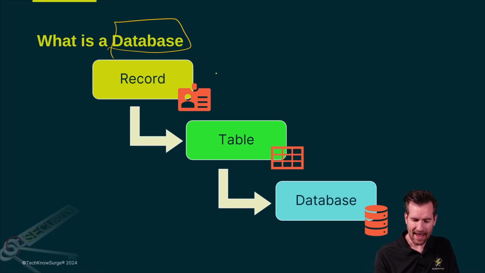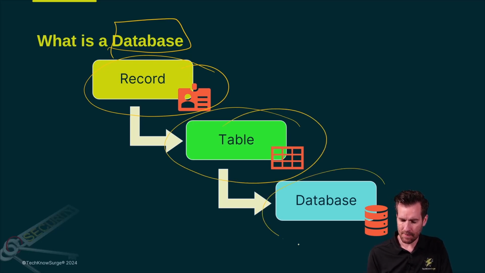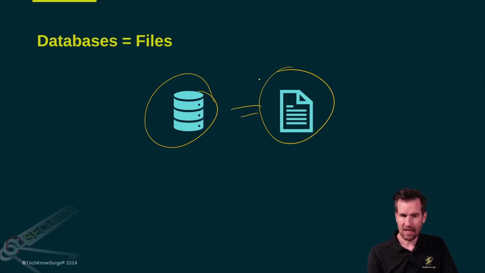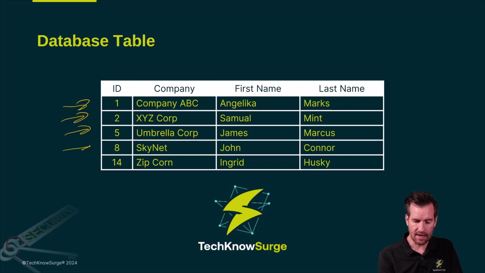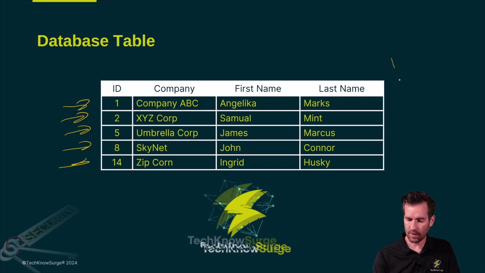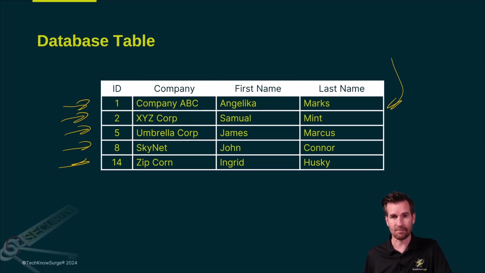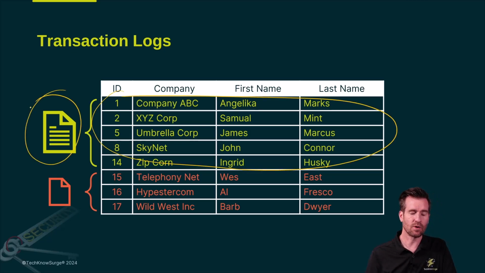Remember that a database has records, and those records go into tables, and those tables make up a database. Essentially, a database is a file. If you look on the back end of it, there's just a bunch of files that are holding the information from that database. A database table has a bunch of different records involved in it. So this is a table within that database, and this particular one has an ID, company, first name, and last name. So these records are actually stored in some sort of file format somewhere on a drive.